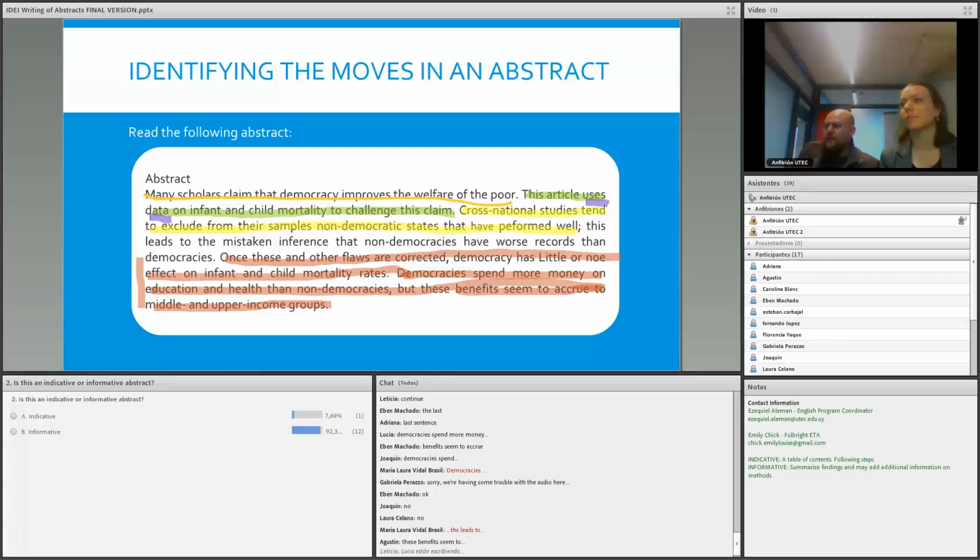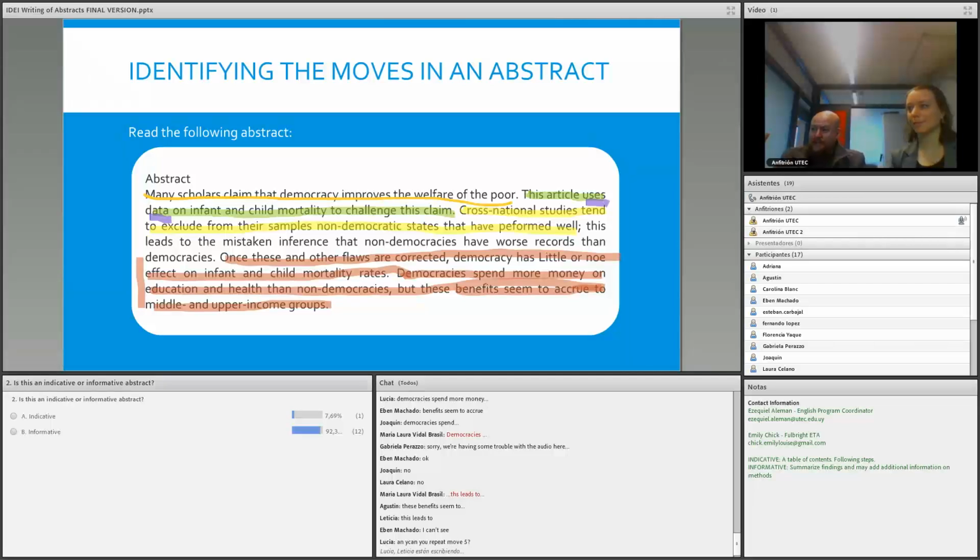These benefits seem to accrue to middle and upper income groups. Yeah, but you know what? Move 5 is actually talking about why these findings are important. Like, for example, this is crucial for research in political science because of this, this, and this. Thank you, Lucia, for asking again. Move 5 is more about why my results are important, or why my results matter to other people.